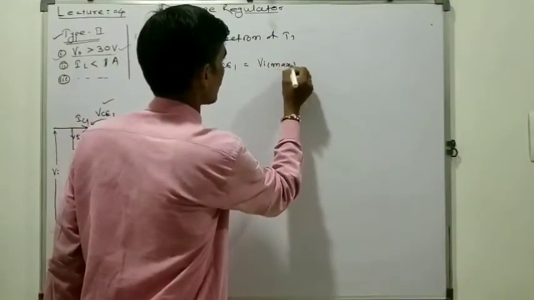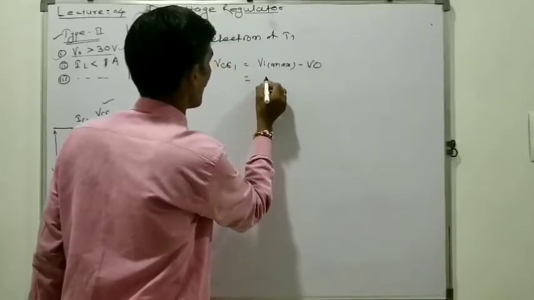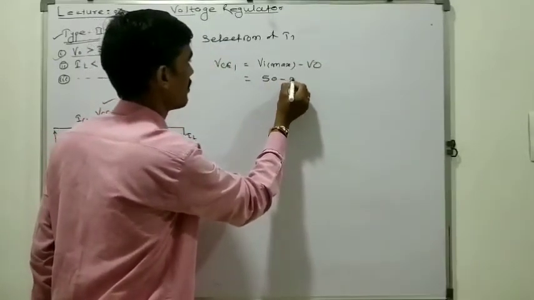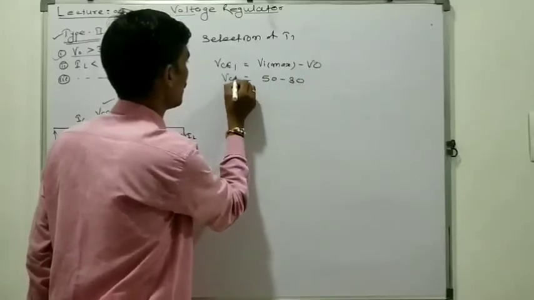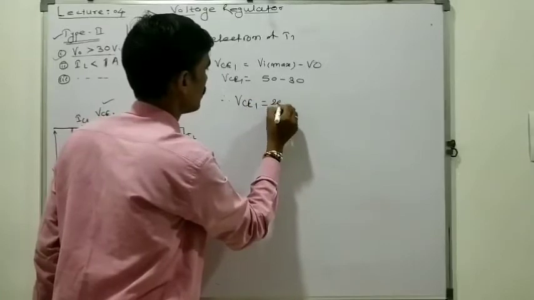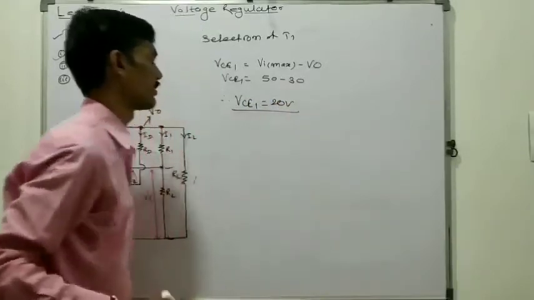So Vi max minus Vo. Vi max is 45 plus 5, so it is 50. 50 minus 30. Therefore, VCE1 is equal to 20 volt.